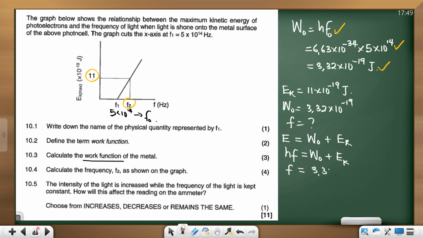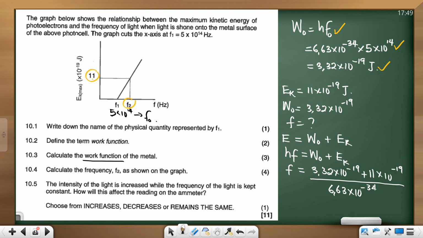3.32 times 10 to the power negative 19. I want to do something, I don't know if it's going to be okay with you. Tell me if you are okay. Plus, what's the kinetic energy? 11 times 10 to the power negative 19. I don't know if you are okay with what I did here. From the second step, what do we do? We divide both sides by H. What is our answer? Let's calculate.